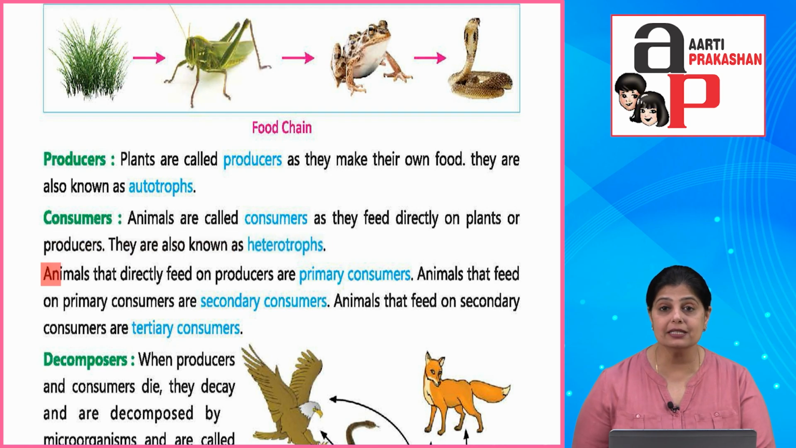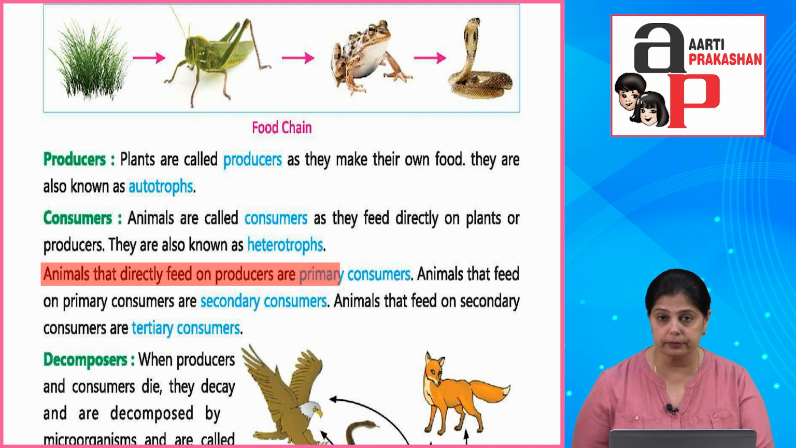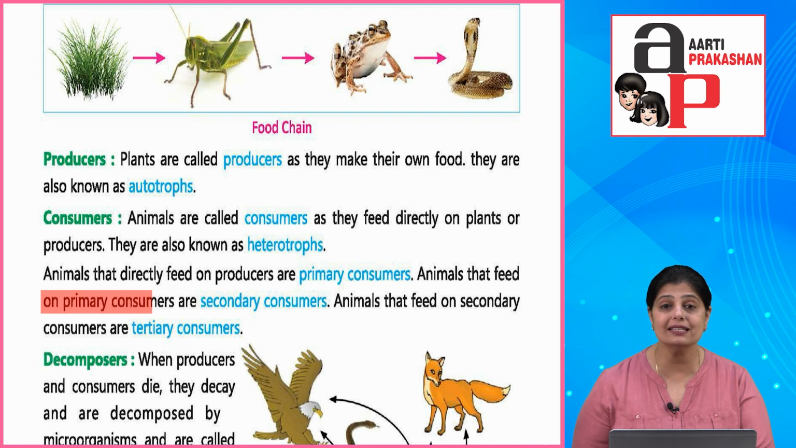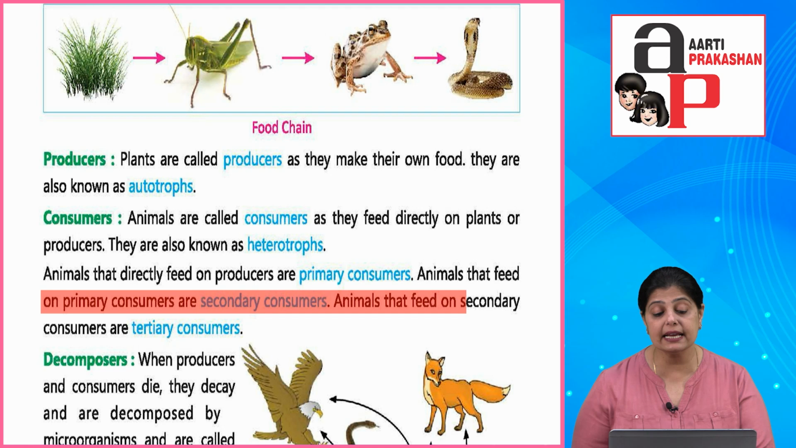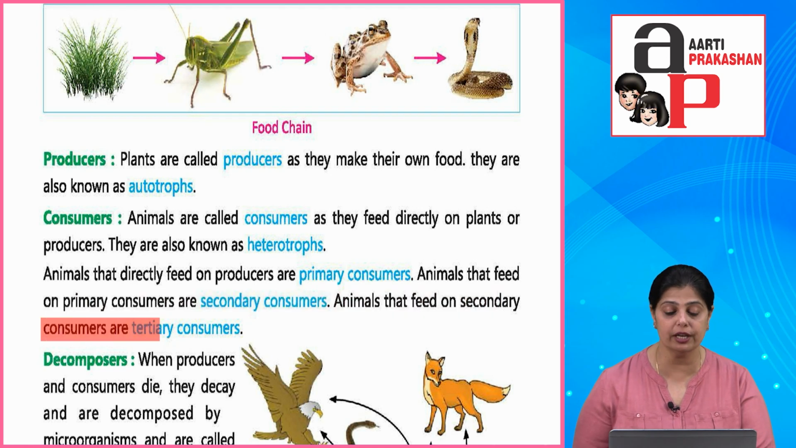Okay, animals that directly feed on producers are primary consumers. Animals that feed on primary consumers are secondary consumers. Animals that feed on secondary consumers are tertiary consumers.